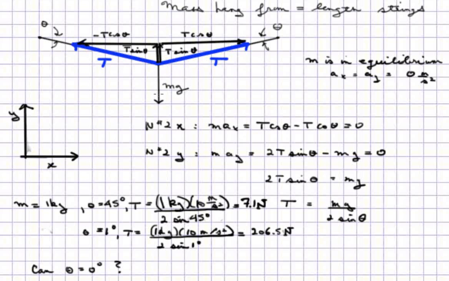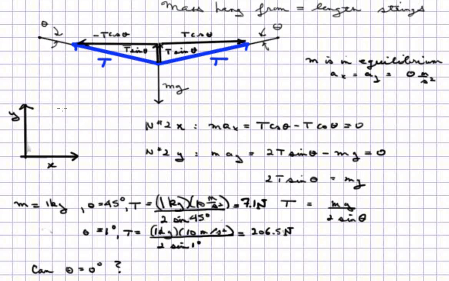forces: an mg straight downwards, and then two tension vectors, not diametrically opposed, but one acting up to the right and one acting up to the left, and they're both the same length, and they're both pointing along the string. The string is angled theta degrees with respect to the horizontal, and theta is the same for both of these because the length of the string on either side is the same.